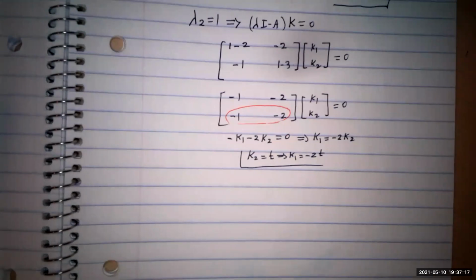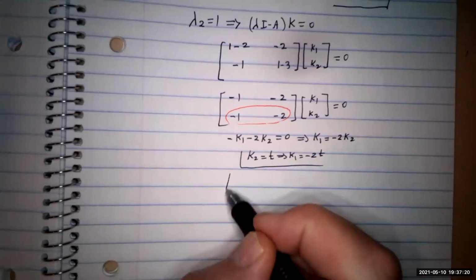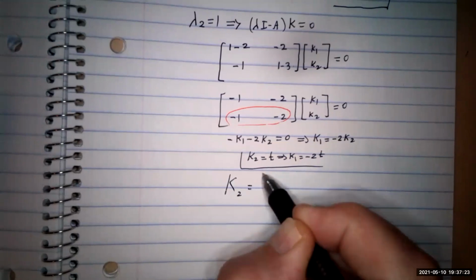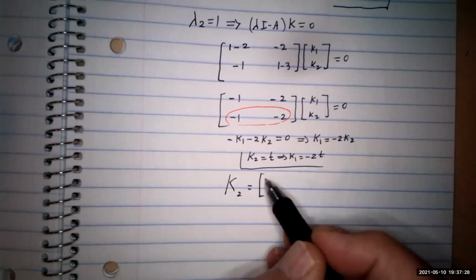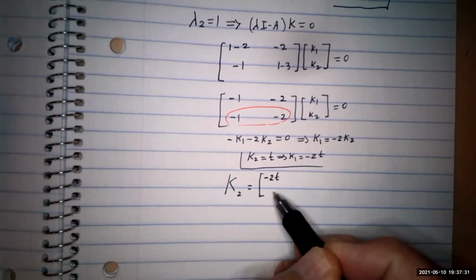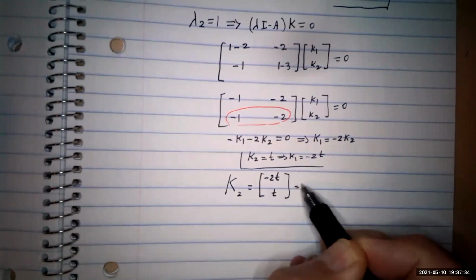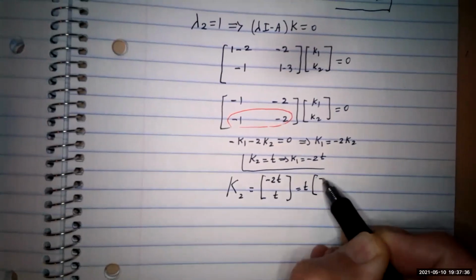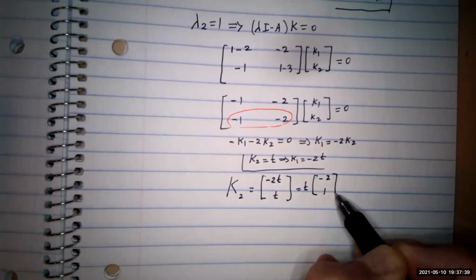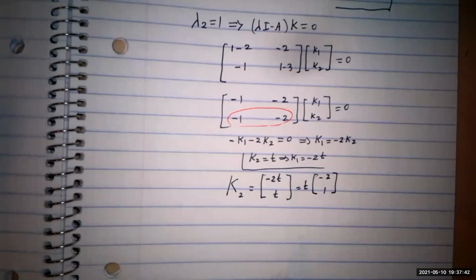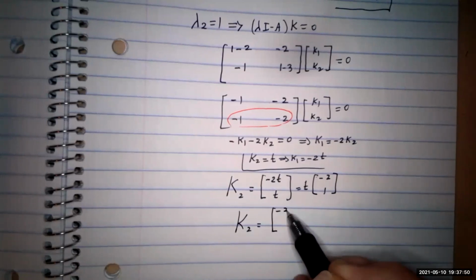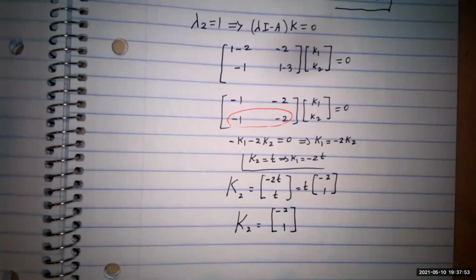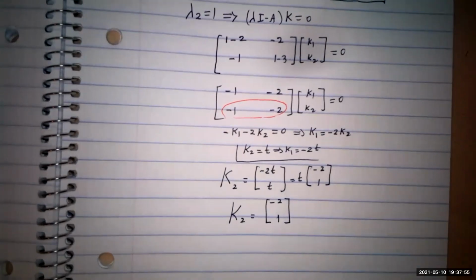So quickly you can get your second vector. I call it k2, which is going to be equal to negative 2t for the k1, and this is going to be t. So pull out the t. You can get one of those basis, which is going to be negative 2 and 1. So the k2 is just pick one. So the k2 would be negative 2 and 1.